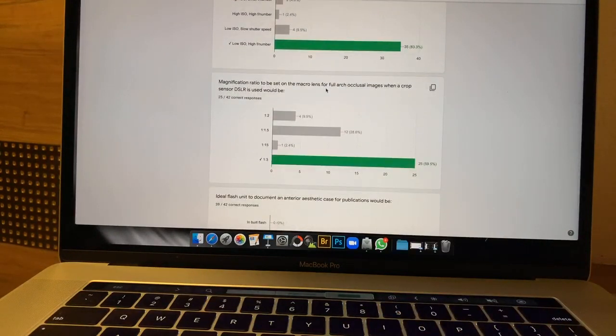The magnification ratio to be set on the macro lens for full arch occlusal, meaning maxillary full arch or mandibular full arch images, when a crop sensor DSLR is used. Here a lot of people have got confused. 4 of you have said 1:2. 1:2 would be on a full frame, not on a crop sensor DSLR. Some people have said 1:1.5. That's a major chunk. I don't know why 12 of you have said 1:1.5. It is a full arch occlusal image. It cannot come at 1:1.5. It will come at 1:3 only.